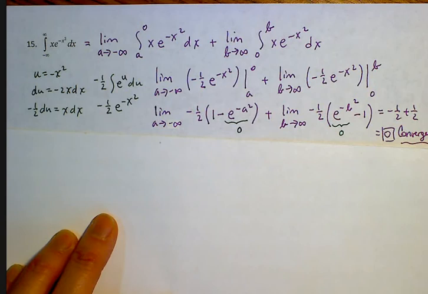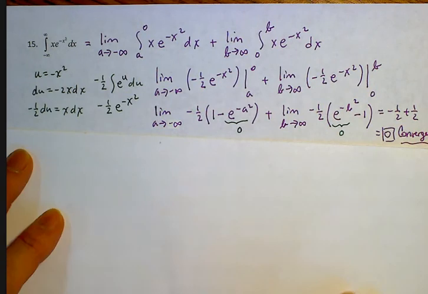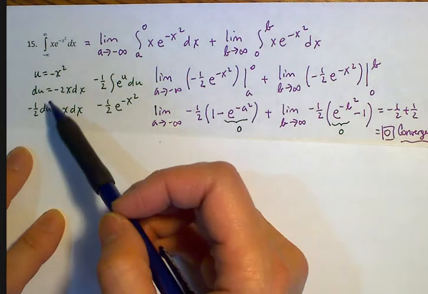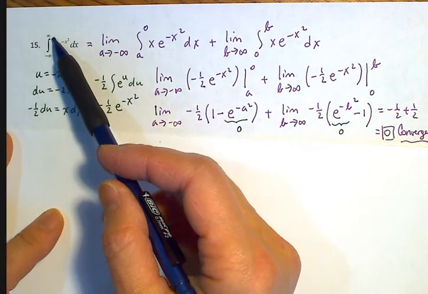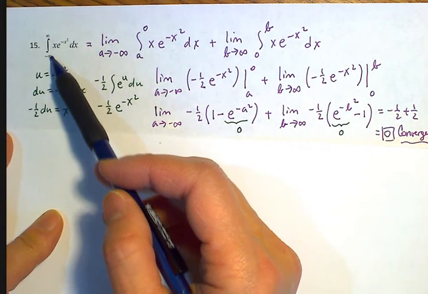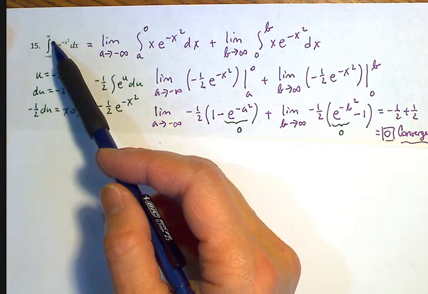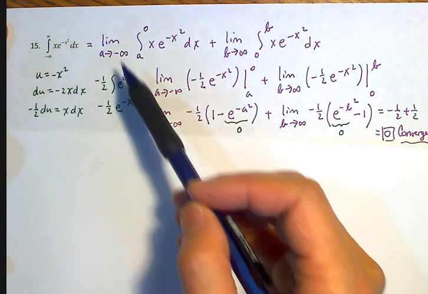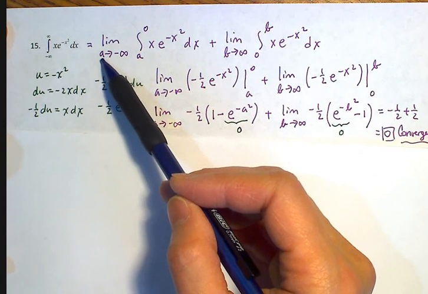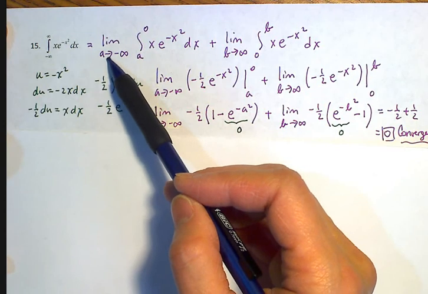This is page 4 of the Chapter 7 review worksheet. Problem number 15. Both the lower and the upper limits are infinity, negative infinity and infinity. So I'm going to split it up into two parts. I have the limit, and for the lower limit I'll say as a approaches negative infinity.